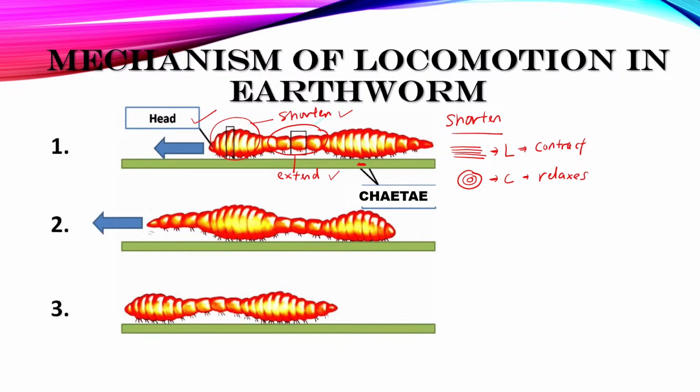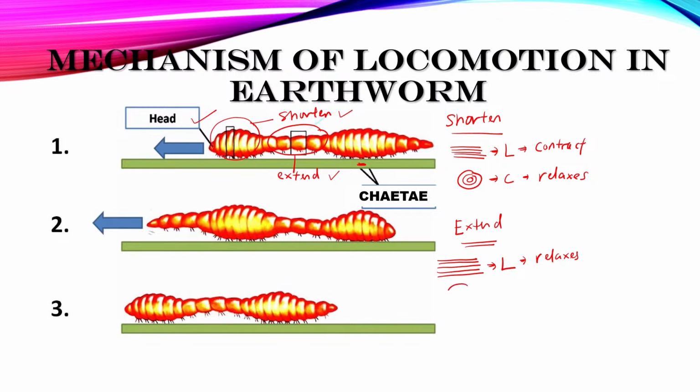During the explanation about this locomotion, please don't forget to write at the end of the sentence: both muscles work antagonistically. Now, what happened when they extend? When the segment extends, it means getting longer. So again, let me see what happened to the longitudinal muscle. The longitudinal muscle will extend, which means relaxes.